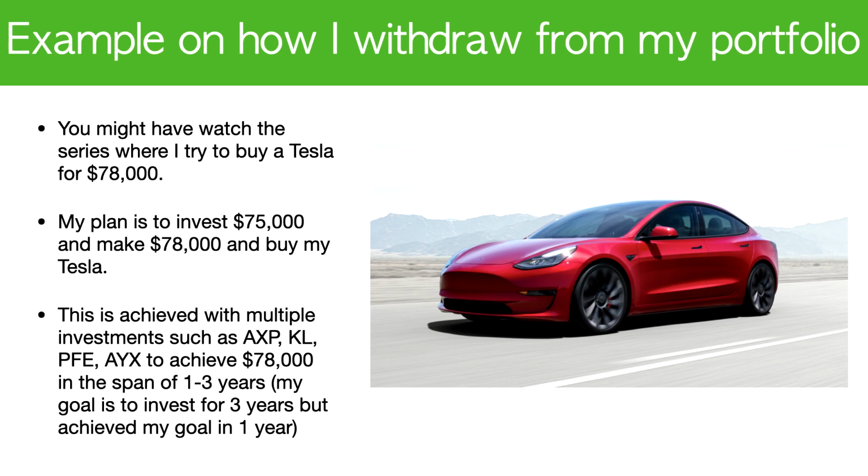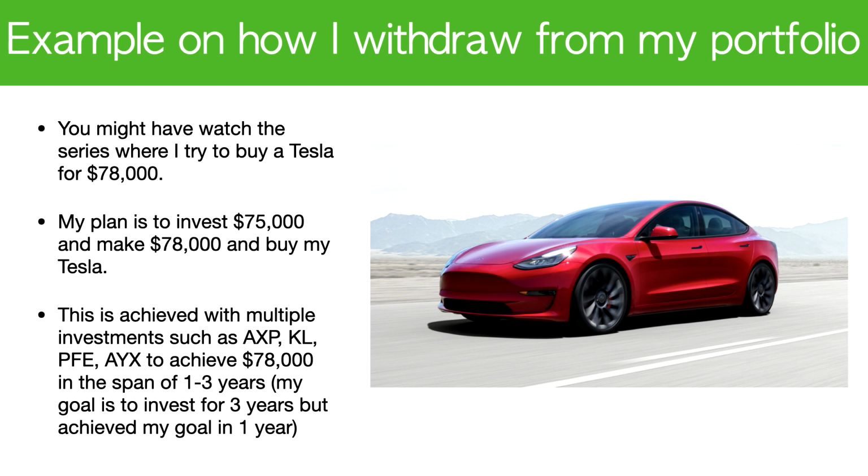Now, I'm going to move on and talk about how I withdraw money from my portfolio when there is a large expense. I actually created a YouTube series about this earlier called Wall Street Buys Me a Tesla. Basically, I'm trying to buy a Tesla that is around $75,000 to $78,000 using capital of $75,000. The premise of that video series is that I could have bought that Tesla today, but instead I decided to invest it first, wait 3 to 5 years, and then buy the Tesla I want. This is really a great example of delayed gratification.